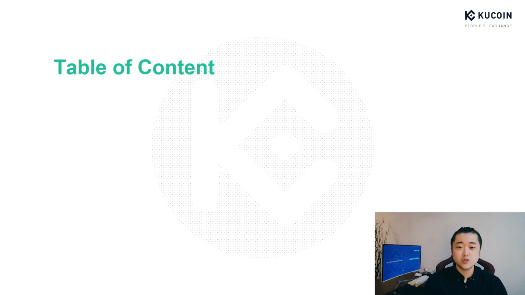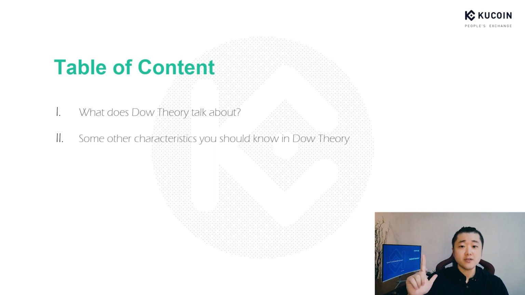As usual, to make it easier for people to understand in this session, I made a table of contents for you, and there are three main parts in this video. Firstly, I will explain what the Dow Theory is. Then, what other Dow Theory characteristics can tell us in crypto trading. In the end, I will give some trading tips from Dow Theory for you.